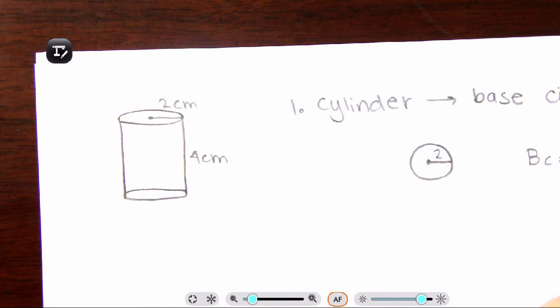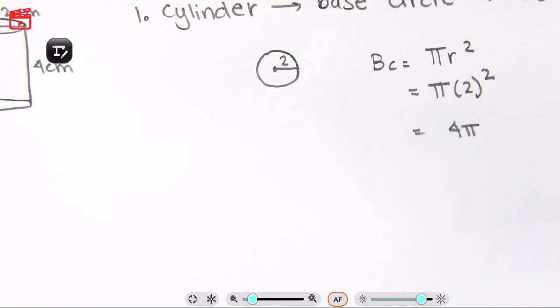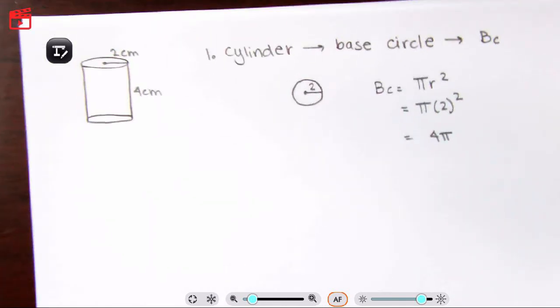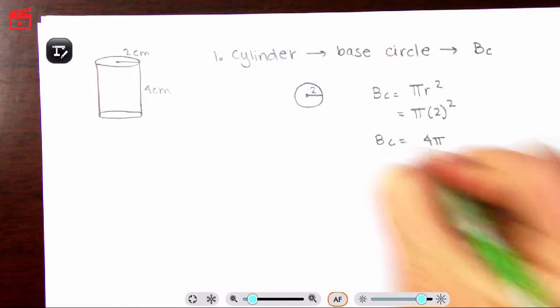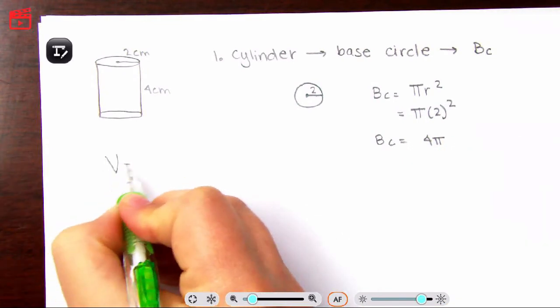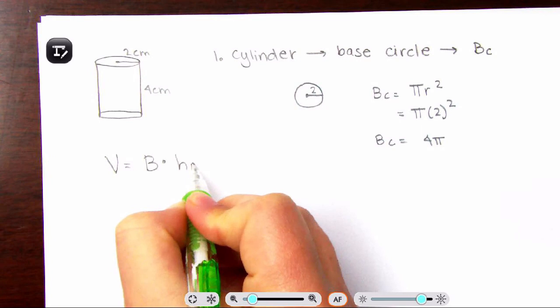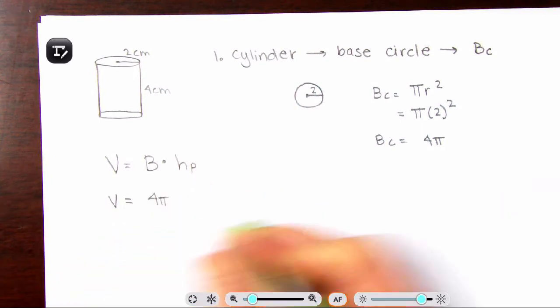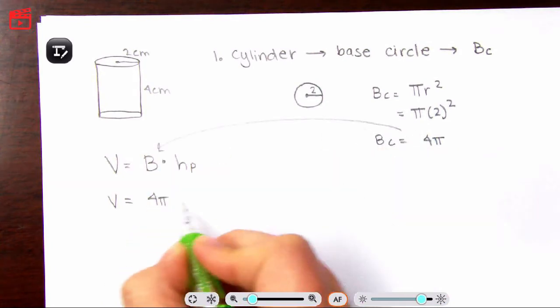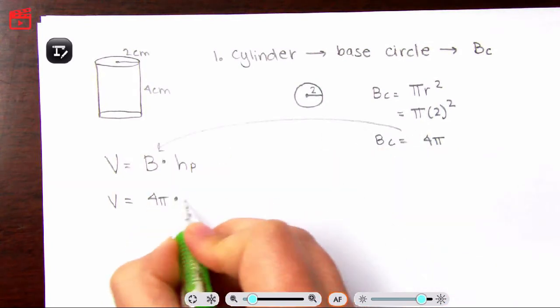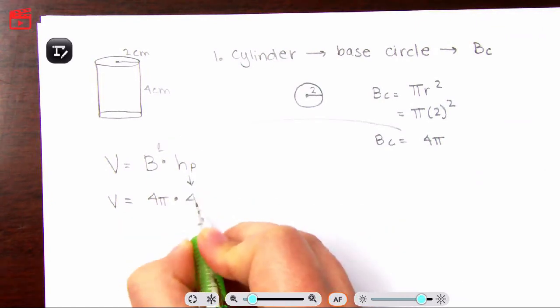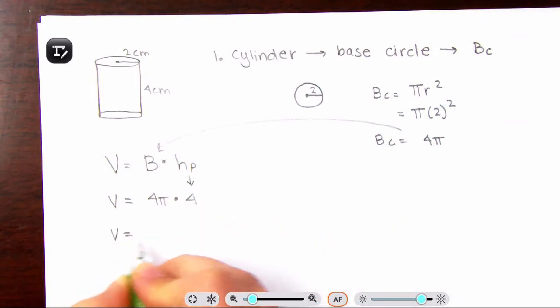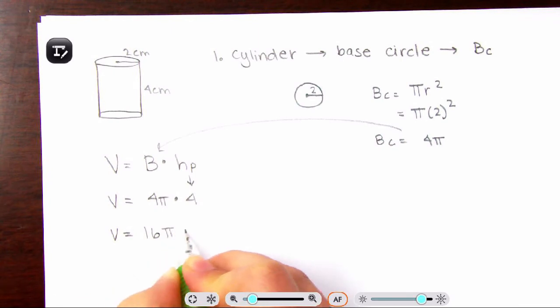So we have, what do we have? We have 4 pi. You can't see that, and I apologize for that. There it is. So the area of the circle is 4 pi. So volume is equal to the area of the base times the height of the prism. So volume is equal to the area of the base, which we already discussed, is 4 pi. Height of the prism, we already said that was 4. So we have the volume of 16 pi centimeters cubed.